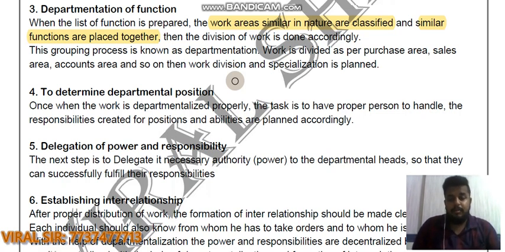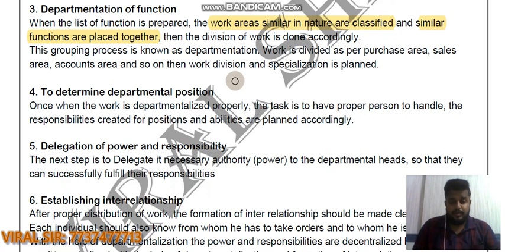An example is given; we can easily understand by example. The jobs related to purchase will fall under the purchase area. Jobs related to sales will fall under the sales area. Jobs related to accountancy and financial management will fall under the accounts area. Clear? And then work division and specialization can be planned.